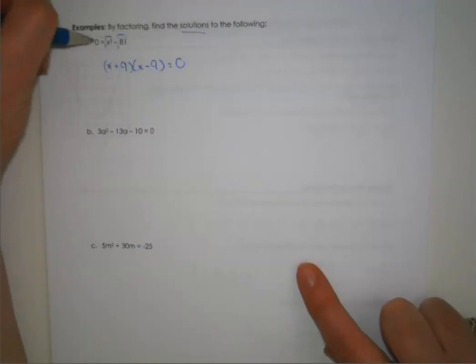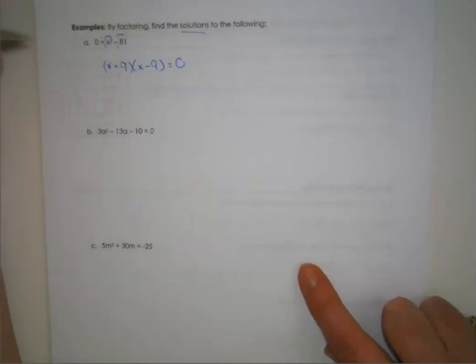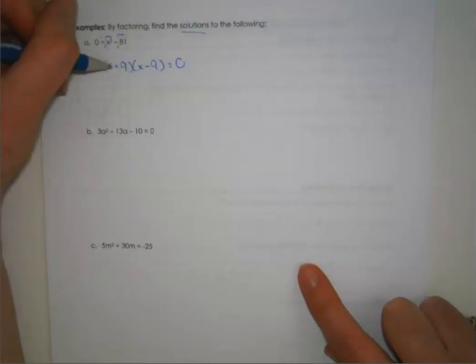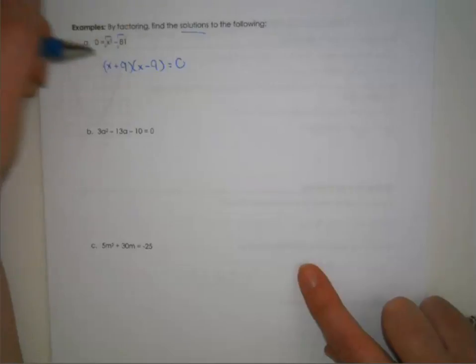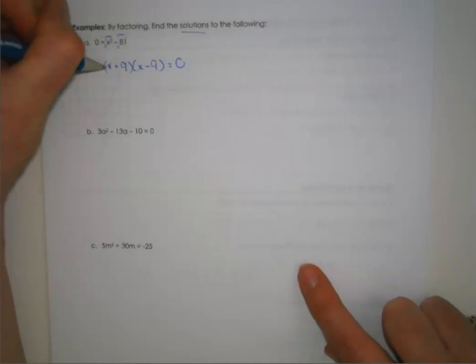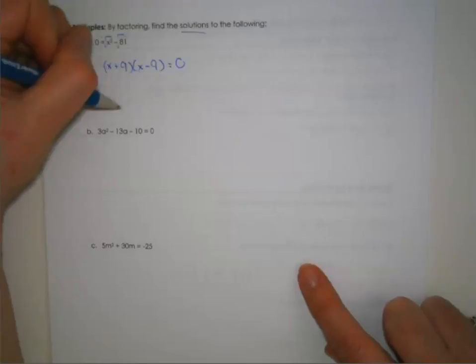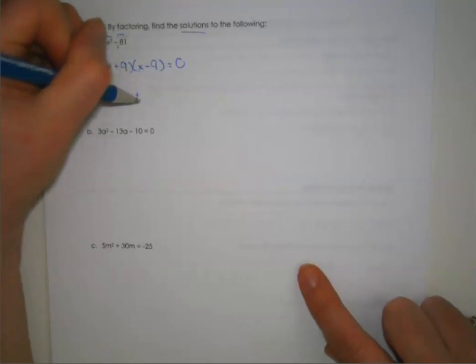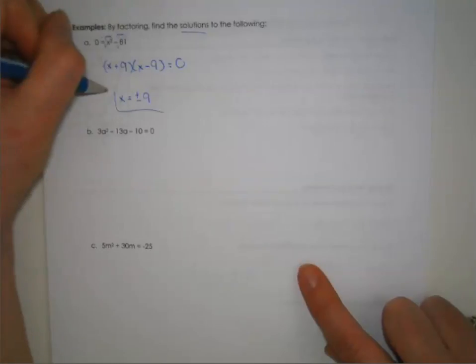Because we had 0 equals x squared minus 81. So again, that means each bracket would have to be the opposite. Because we have a plus 9 and a negative 9, in this bracket we would need negative 9, and in this one we would need positive 9. So we can say that x would have to be equal to plus or minus 9, and that would be our solution.